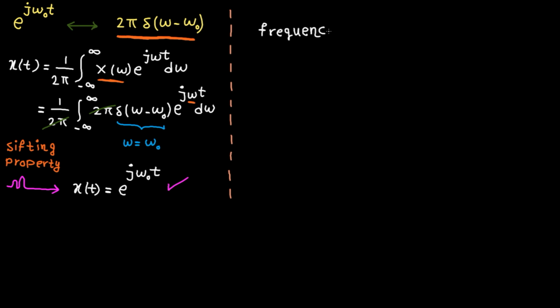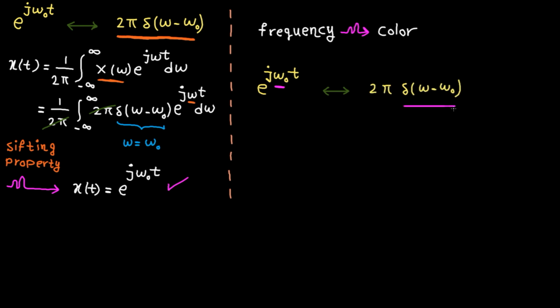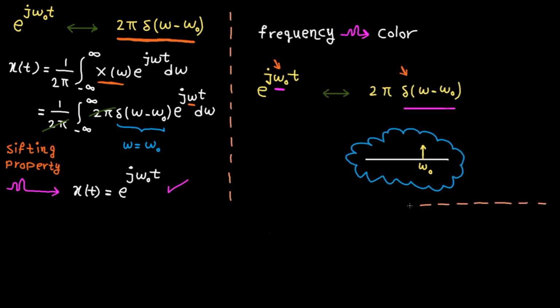As I already mentioned, think of frequency as colors. Here we just have one frequency, omega naught. This means the signal has just one color. That's why in the frequency domain, we have a delta function which is non-zero only at omega naught. Again, our signal in time has just one color. That's why the frequency content is non-zero at just one point. Before I move on to the next pair, let me clarify one point.